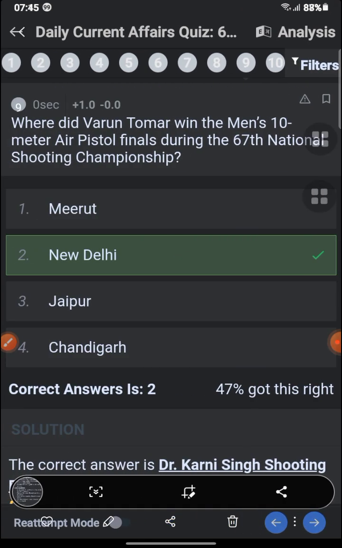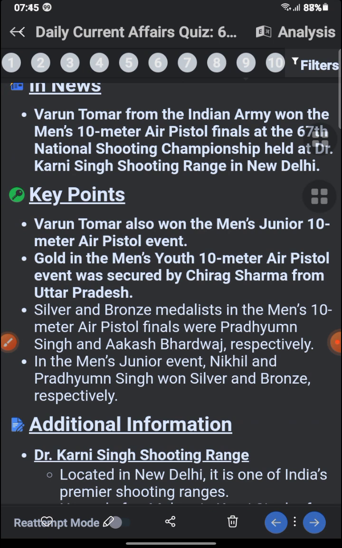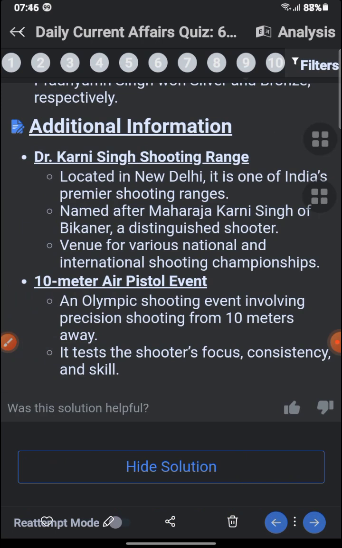Okay, now next is, where did Varun Tomar win the men's 10-meter air pistol final during the 67th National Shooting Championship? That was in New Delhi. Varun Tomar also won the men's junior 10-meter air pistol event. Gold in the men's youth 10-meter air pistol event was secured by Chirag Sharma from Uttar Pradesh. Varun Tomar from the Indian Army won the men's 10-meter pistol at the 67th National Shooting Competition held at Dr. Karni Singh Shooting Range in New Delhi. The 10-meter pistol is an Olympic shooting event that tests the shooter's focus, consistency and skill.